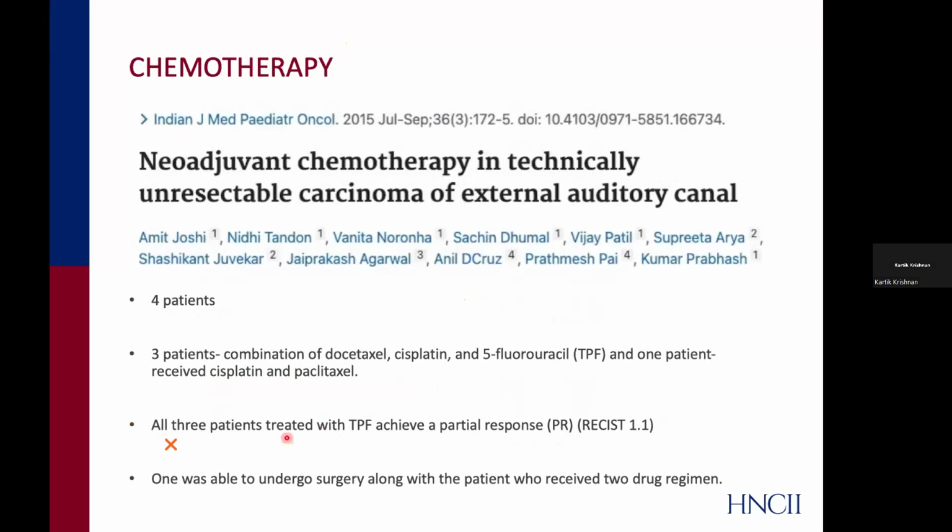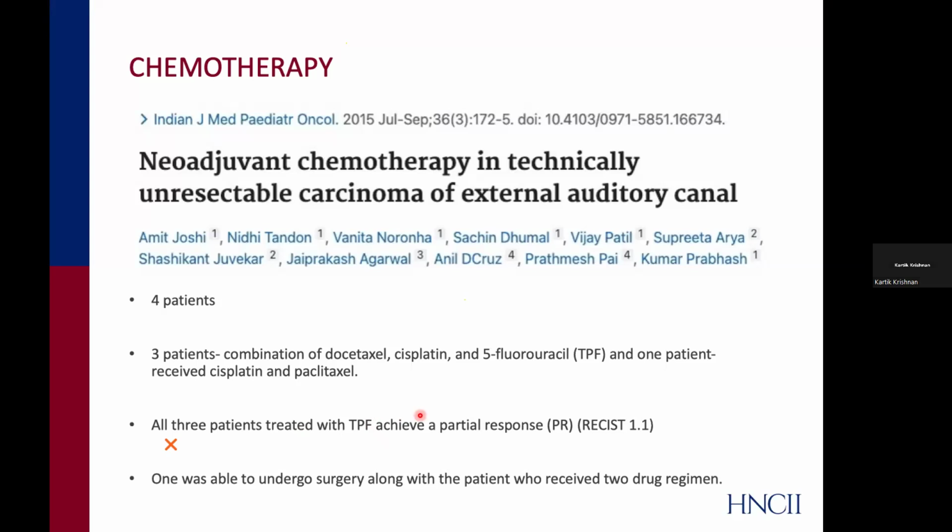Is there any role of neoadjuvant chemotherapy? Not many studies have been done. This is one of the studies in the literature, again done at TMH by Amit Joshi et al. It is a study of 4 patients. 3 patients received 3 drugs and 1 patient received 2 drugs, cisplatin and paclitaxel. All 3 patients who received TPF achieved a partial response, and out of these, 2 patients could be operated, and the patient who received 2 drugs was also able to undergo surgery. But this is a very small study and not much can be concluded.